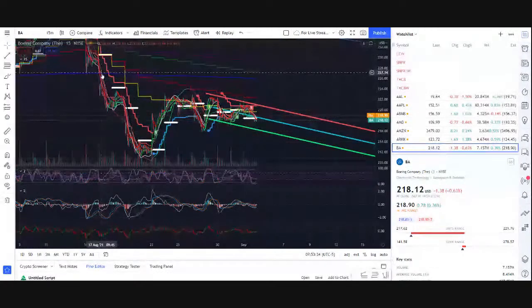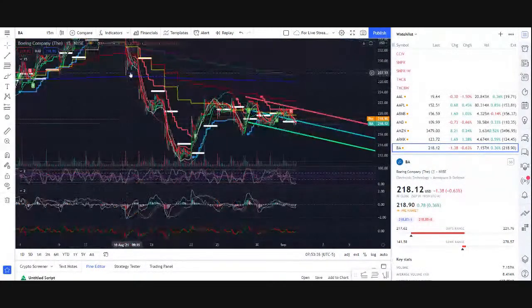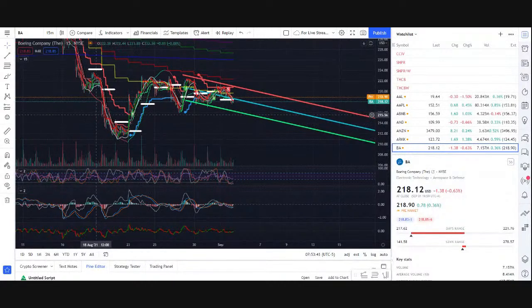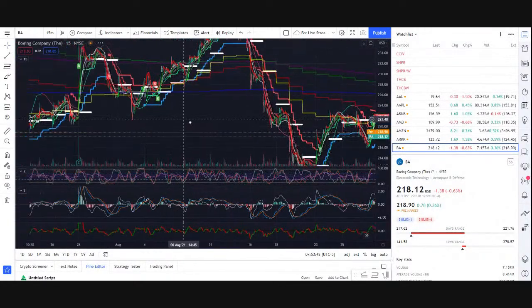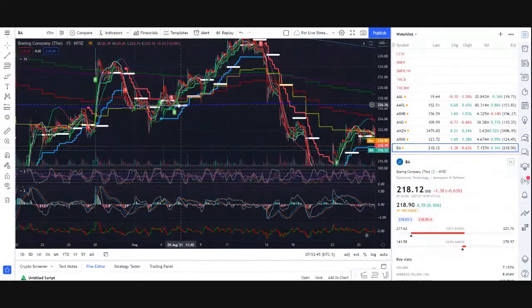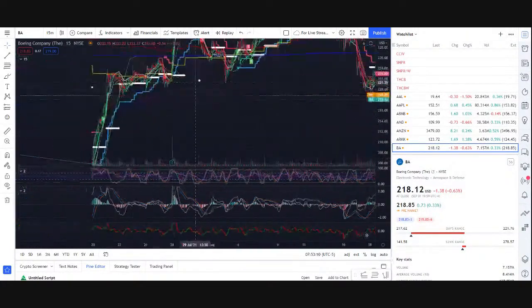Here we lost the 200 EMA. When we lost it hard, I would honestly be looking for, I'll keep an eye on Boeing, but I'll be looking for that 200 EMA recovery when we get there.